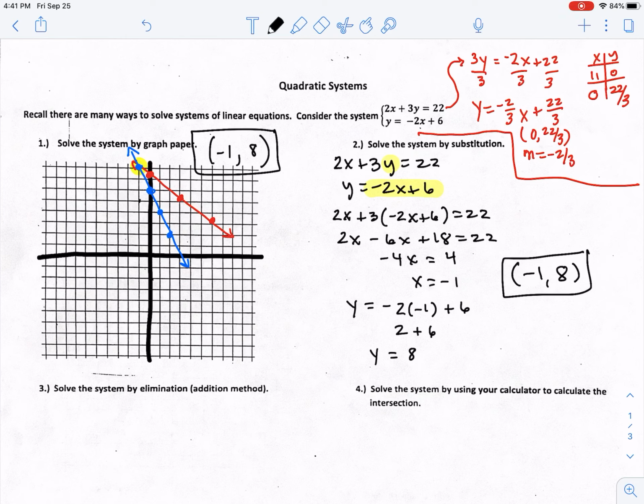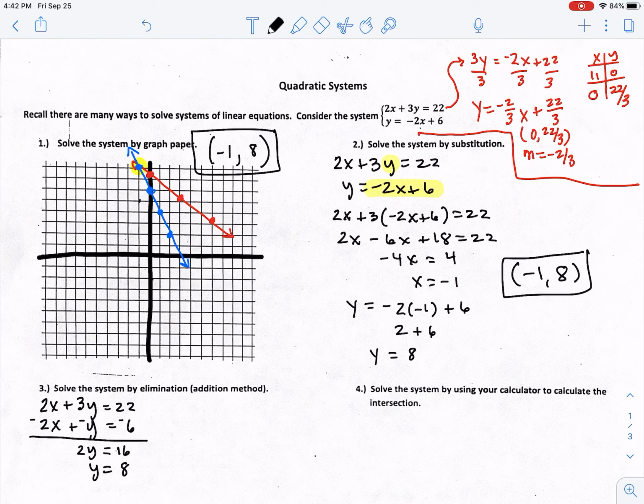I could solve by elimination, and with elimination, you want to get both of your equations in standard form. So the second equation, I'm going to add 2x to both sides. Now, I have to choose to either eliminate my x's, which means I would just need to multiply one of them by a negative, or I could eliminate my y's, and I would multiply the second equation by negative 3. I'm going to choose just to multiply here by a negative. That way I can add my two equations and get 2y equals 16, which means y is 8.